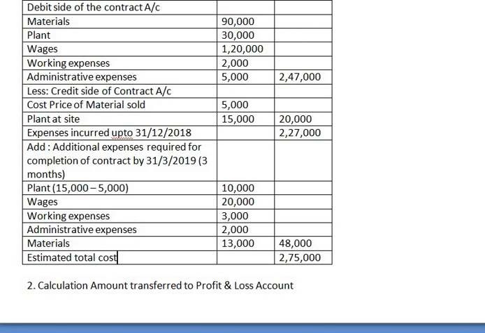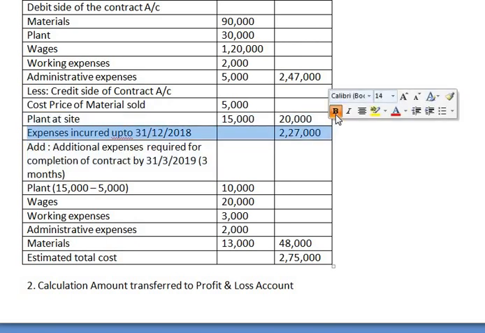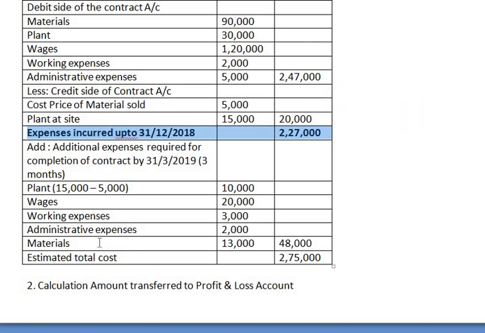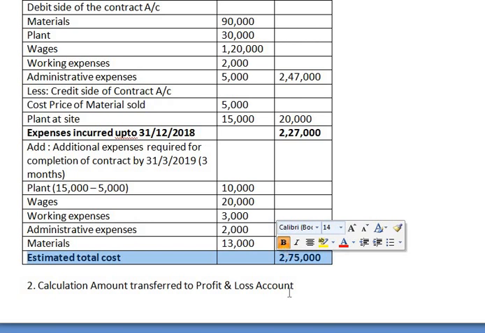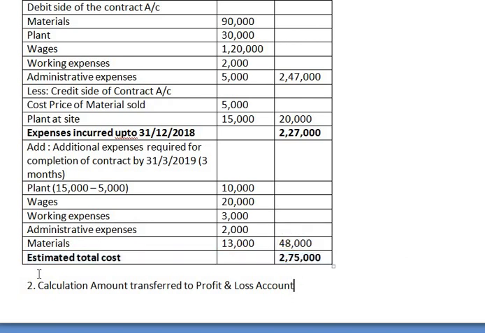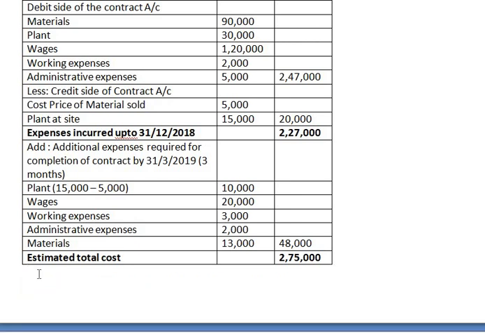So we need to find out estimated profit. Hope so everybody has understood this. How to find out estimated total cost: debit side total minus credit side total, wherein in credit side we are not going to take work in progress, and then whatever additional expenses are incurred should be added, so that you will get estimated total cost. Now when you know estimated total cost, you can find out estimated profit.